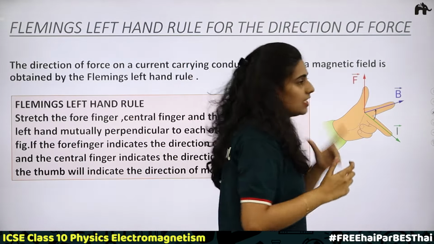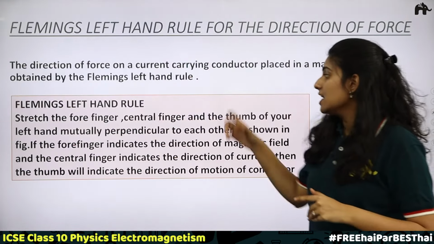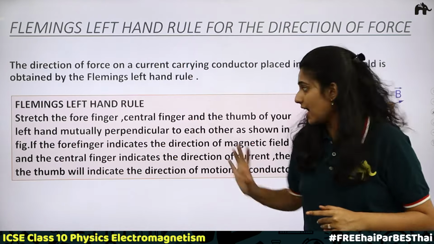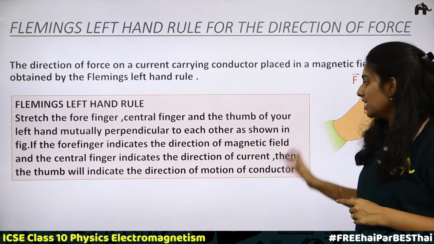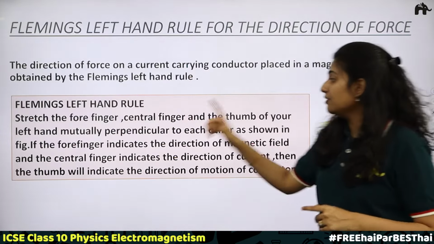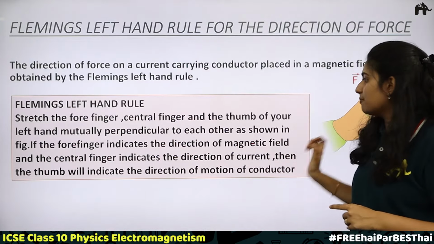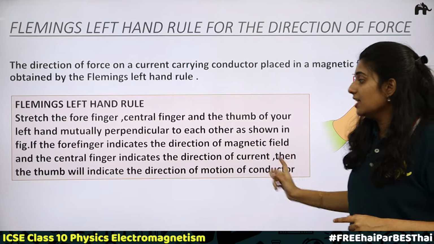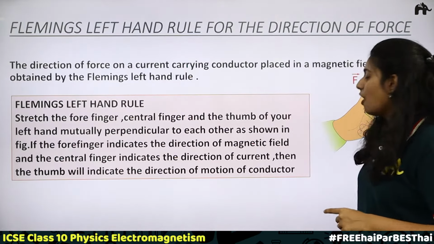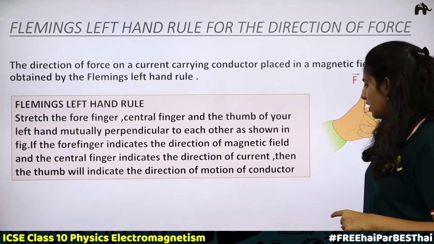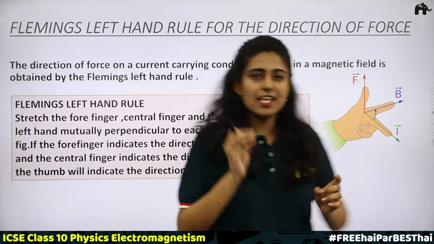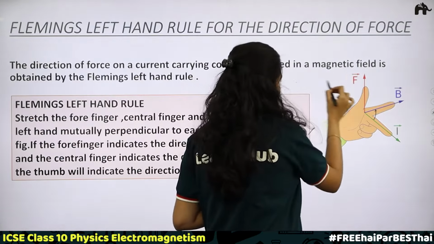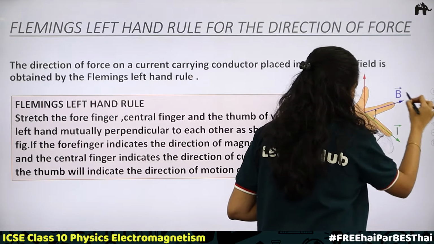So here is the statement. Stretch the forefinger, central finger and thumb of your left hand mutually perpendicular to each other as shown in the figure. If the forefinger indicates the direction of magnetic field and the central finger indicates the direction of current, then the thumb will indicate the direction of motion of the conductor. Now to remember this, I'll be teaching you a simple code. Here, magnetic field.